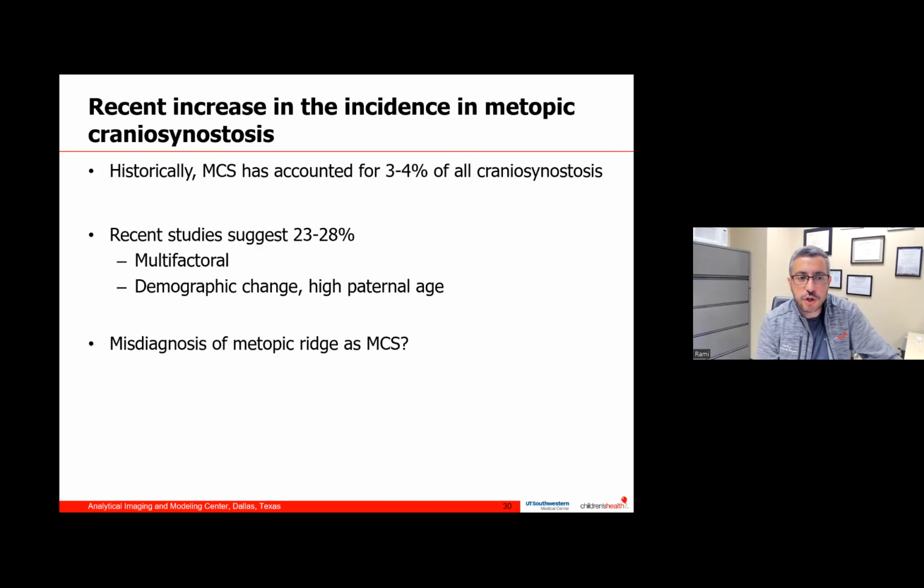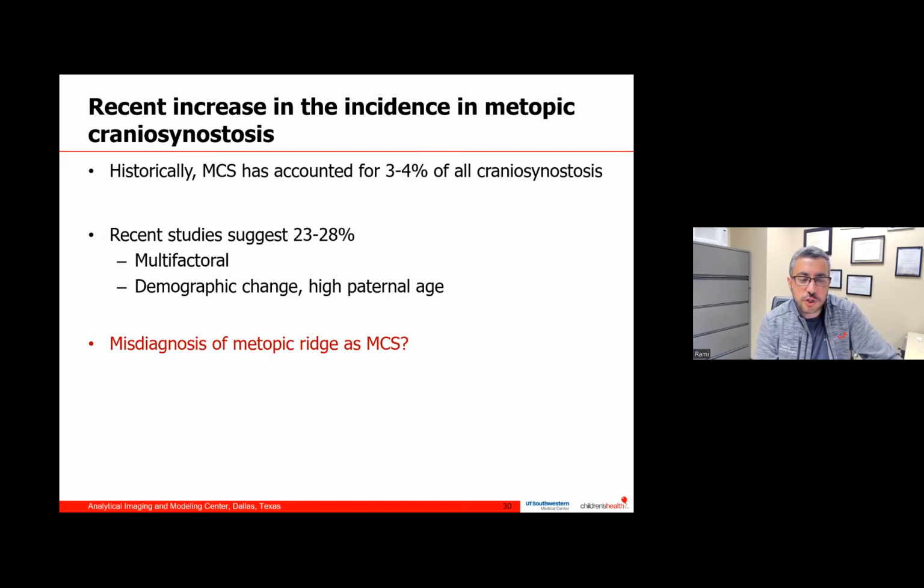The literature shows that the incidence of metopic craniosynostosis used to be around 3 to 4% of all craniosynostosis, but now it has jumped to about 23% or 28%. There are many reasons for why this happened, and the literature describes one of them as demographic change or high paternal age. But other people speculate that there is a misdiagnosis of metopic ridge as metopic craniosynostosis.